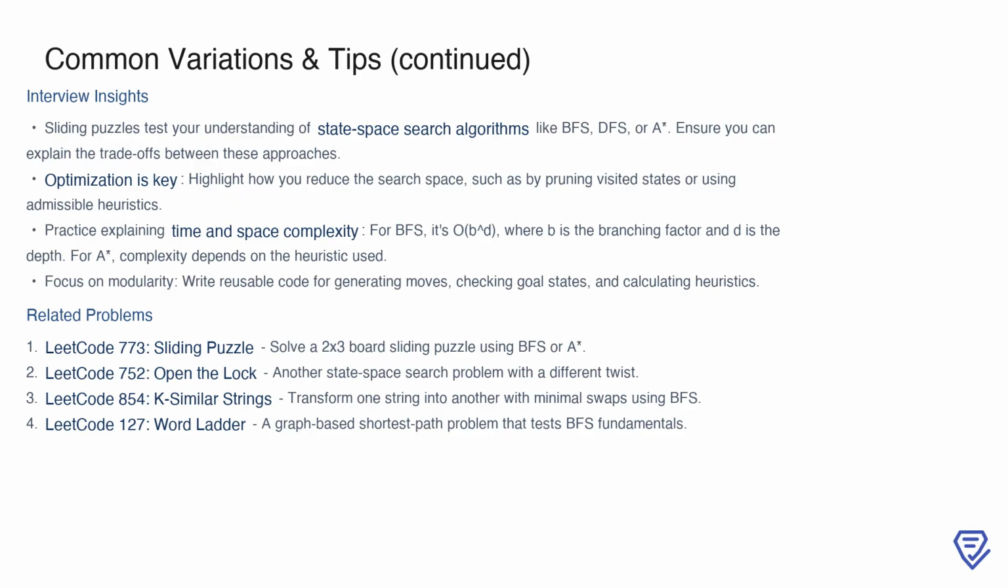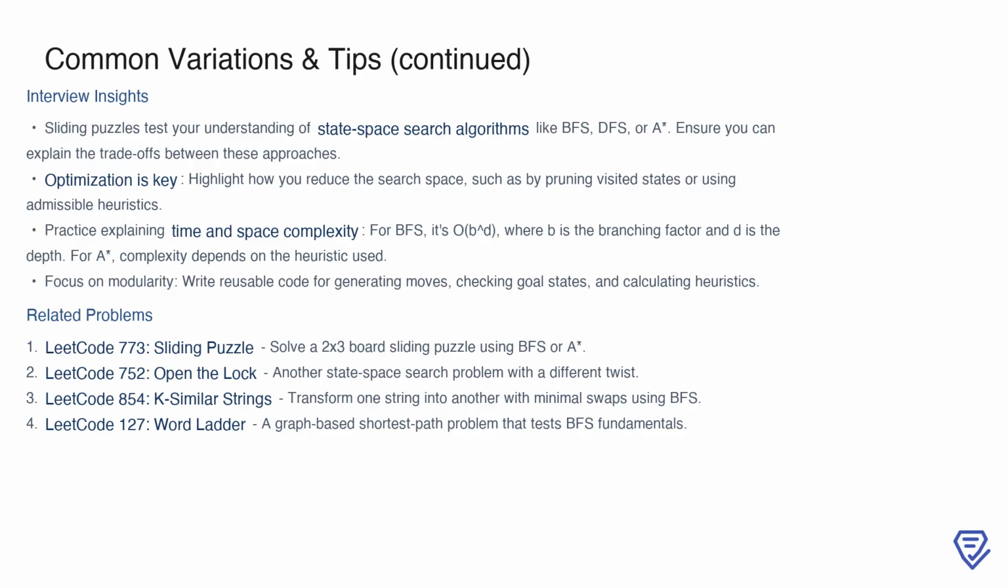Interviewers also expect you to articulate the time and space complexity of your algorithm. For instance, BFS has a complexity of O(b^d), where b represents the branching factor, and d is the depth of the solution. With A*, the complexity depends on the heuristic you choose, so you'll need to justify its performance.